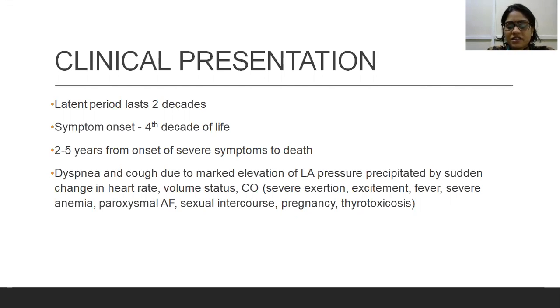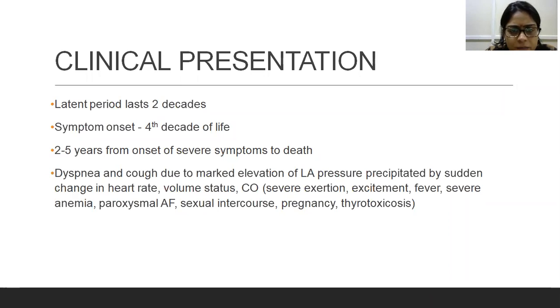However, once the patient's symptoms become quite severe, the patient presents with breathlessness at rest, edema, orthopnea and PND. These are quite severe symptoms heralding heart failure. Once there is onset of severe symptoms, it takes about 2 to 5 years for the patient to decompensate, quite rapidly deteriorate and die.